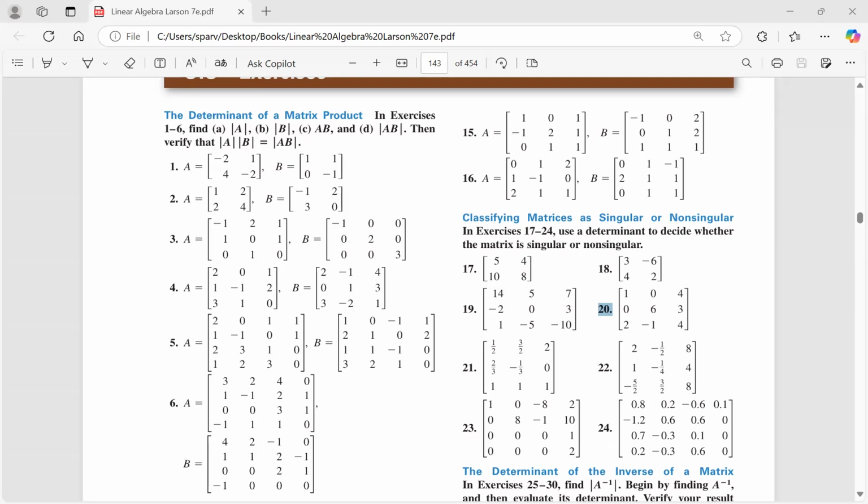Oh, it's 1, 0, 4. Sorry, I put 3. 1, 0, 4, right? 0, 6, 3. Oh, good thing I double checked. The determinant is -21. There. -21, and it is different from 0. 0 is the magic number here. So because it's not 0, therefore A is non-singular. That's all this one asked for.